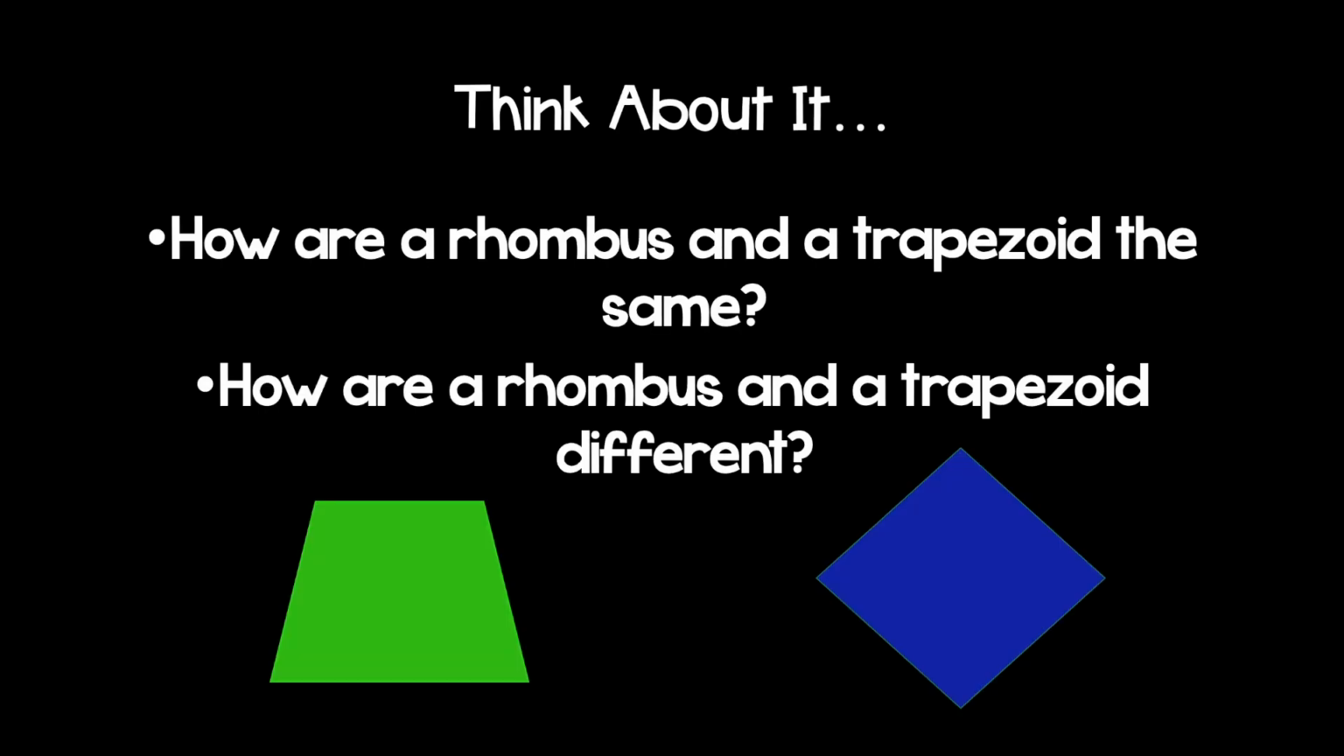Now I want you to think about it. How are rhombuses and trapezoids the same? If you're thinking a rhombus and a trapezoid are the same because they have 4 sides and 4 corners, then you are correct. How are rhombuses and trapezoids different?